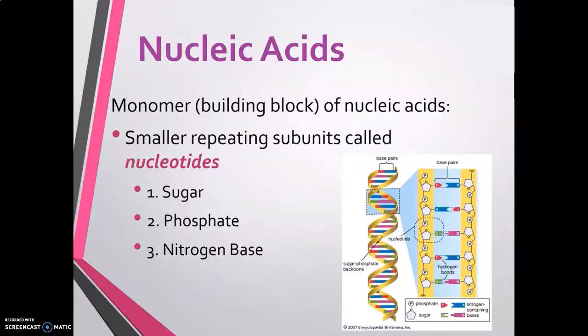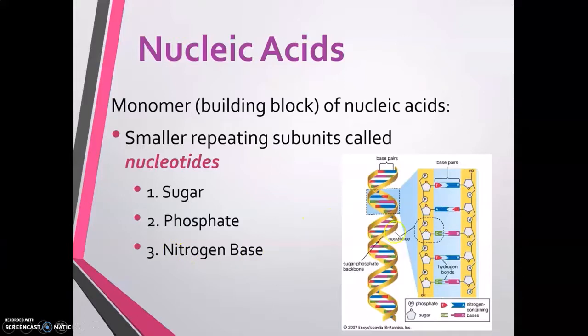The monomer of a nucleic acid is called a nucleotide. Hopefully the similarity in name, nucleic acid and nucleotide, will help you remember to associate those two. A nucleotide has 3 specific parts. There is a sugar, there is a phosphate, which is just phosphorus with oxygen attached, and there is a nitrogen base. Sometimes you may hear that called a nitrogenous base.